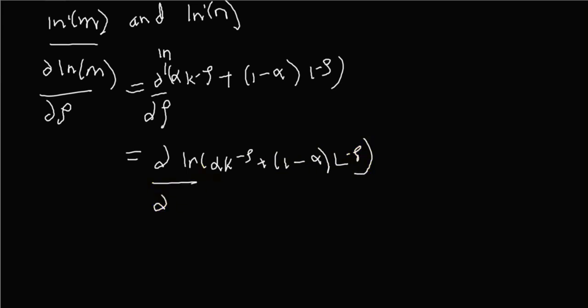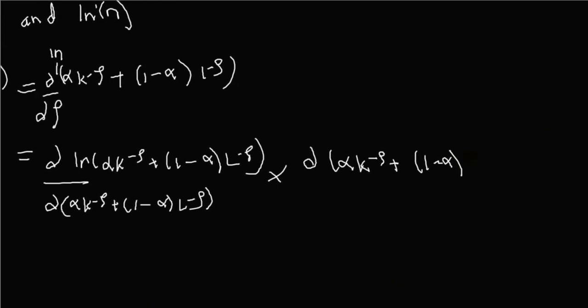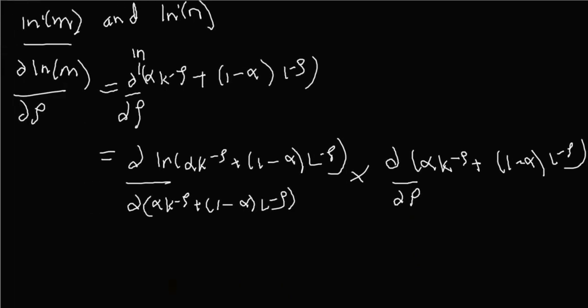Differentiating, we will match this numerator, and we will simply write here alpha k minus rho plus 1 minus alpha L minus rho, and we'll cross multiply it, alpha k minus rho plus 1 minus alpha L minus rho, and differentiate with respect to rho.